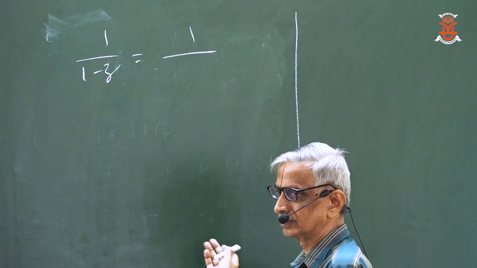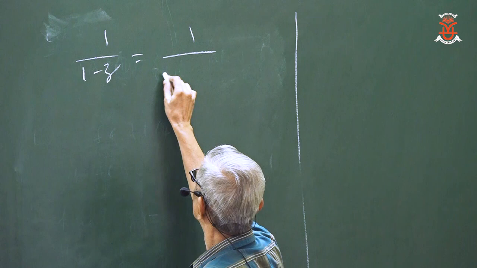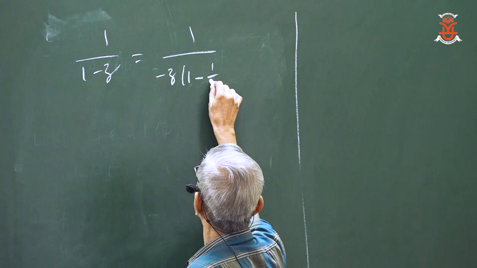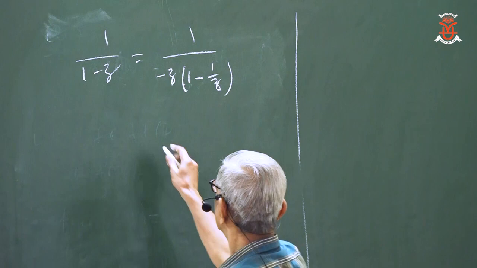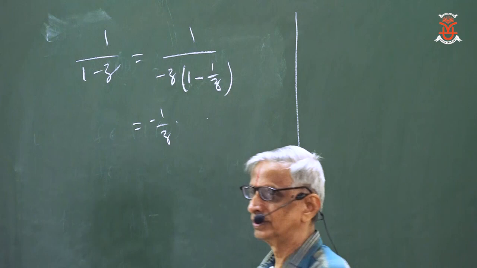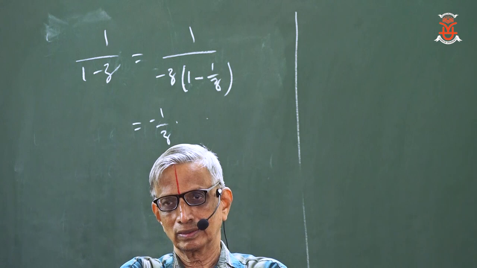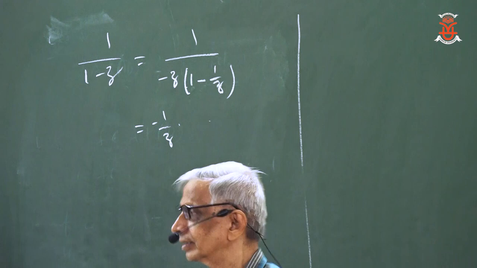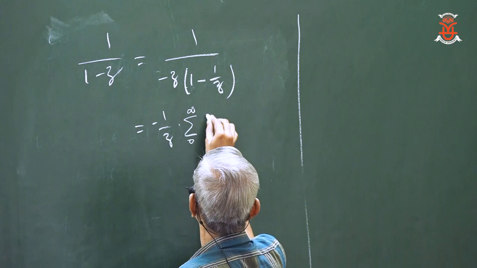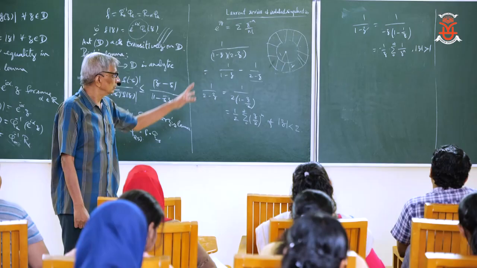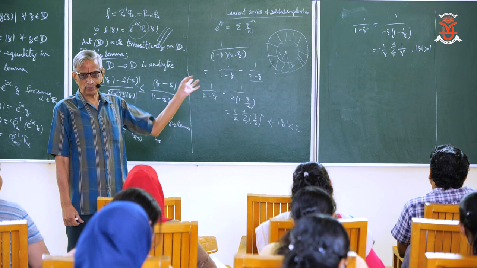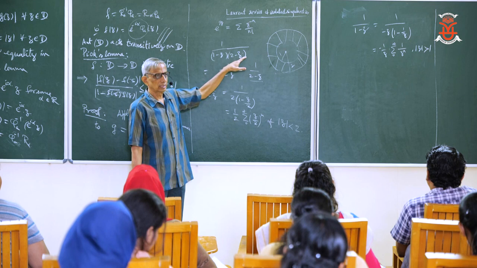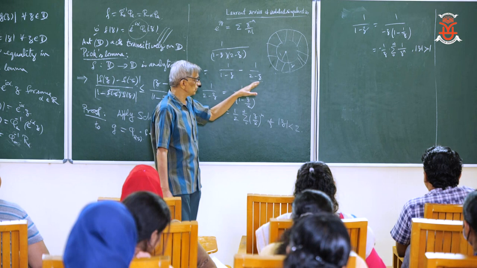You pull out z. So this is minus 1 over z times 1 over 1 minus 1 by z. You can expand it as a geometric series provided mod 1 over z is less than 1, or equivalently mod z is greater than 1. So if you combine both expansions, you can write that this has a series expansion consisting of this and this.